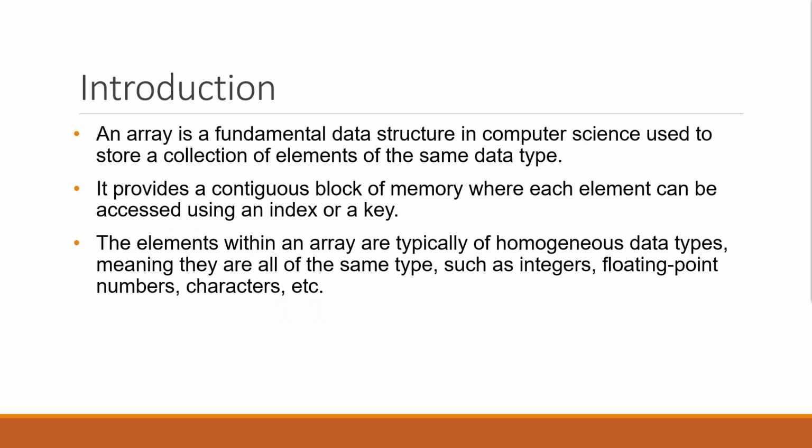The elements within an array are typically of homogeneous data types, meaning they are all of the same type, such as integers, floating point numbers, characters, etc.